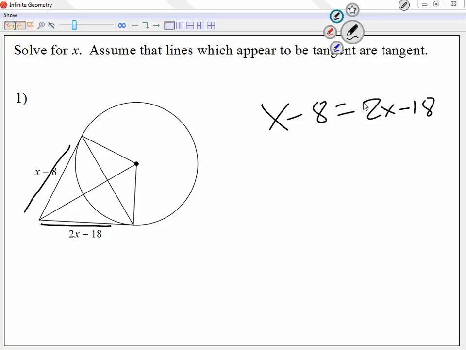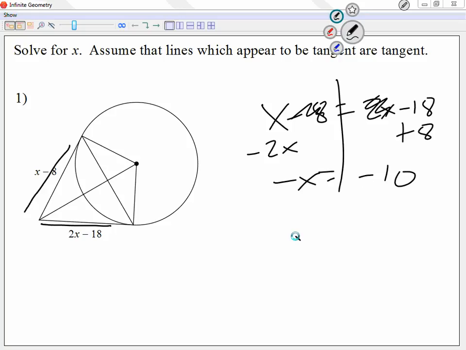And then we know how to solve for x. Separate the sides with the equal sign. My 2x, I'm going to bring it to the left side. That's a negative 2x. My negative 8, I'm going to bring it to the right as a positive 8. So I have that negative x is equal to negative 10. So what's x? X equals 10.